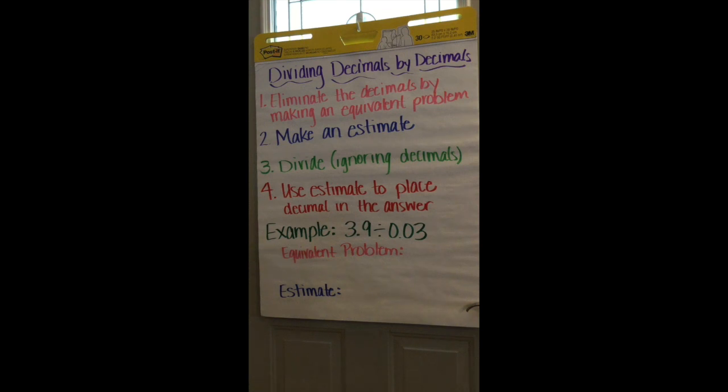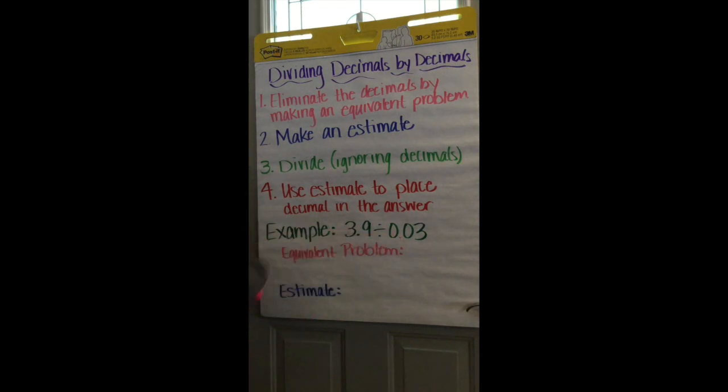So according to our steps, the first thing that I have to do is make an equivalent problem by eliminating the decimals. So what that means, I have these 2 decimal points right here in my problem, and I have to get rid of those. I'm going to get rid of those by pushing them to the very end. The one thing that you have to remember, just like when we were doing fractions, if you do it to one, you have to do the same thing to the other, or it changes.